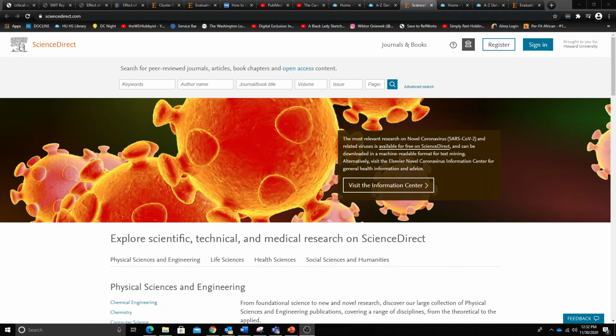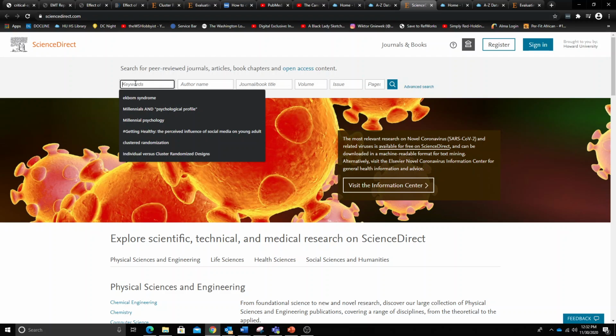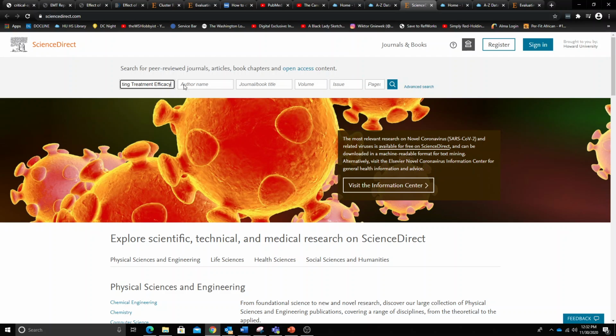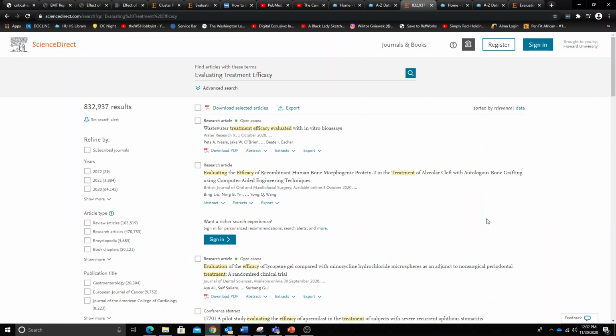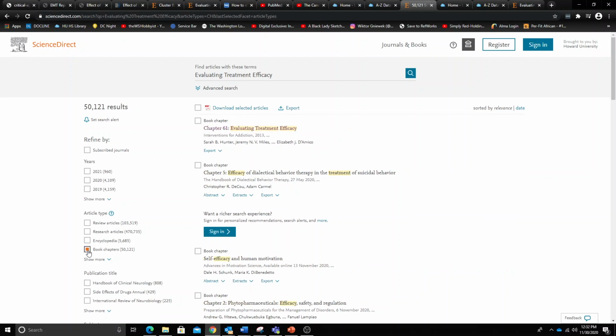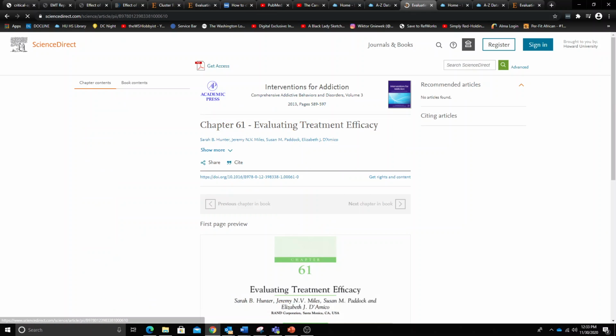A good place to start evaluating study designs is with a book chapter called Evaluating Treatment Efficacy. So you're just going to put that into the search. We're going to go down to the side over here and click Book Chapters. And there it is right there, Chapter 61, Evaluating Treatment Efficacy.